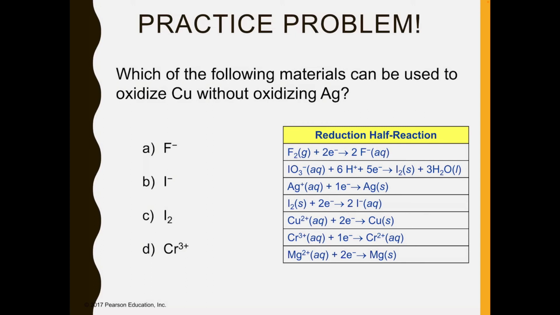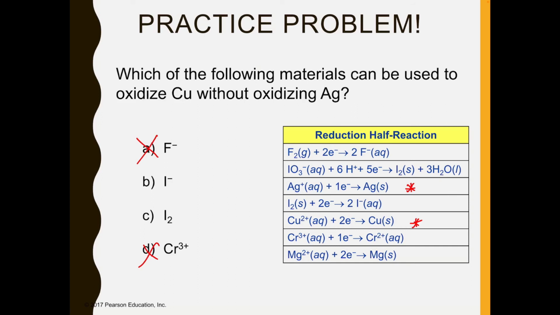All right, so let's go over this. So if we look, we have silver here and copper, and I think this one is actually pretty easy to figure out that it's got to be something to do with iodine, right? So it's not going to be fluoride, it's not going to be chromium, because iodine is the one that falls in the middle, right? If it's something to do with copper but not silver, then it's got to be between there. So now you need to figure out, okay, is it the I- or is it the I2?